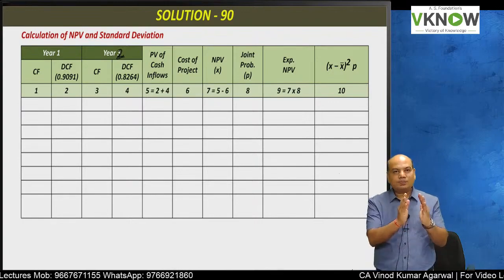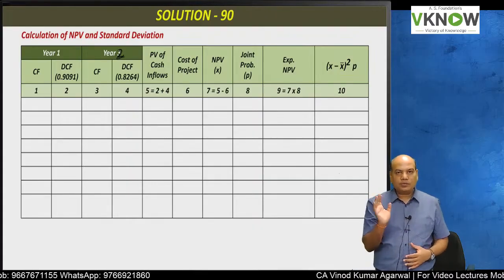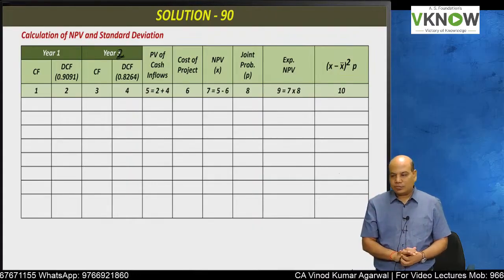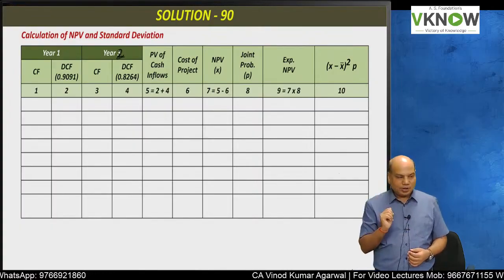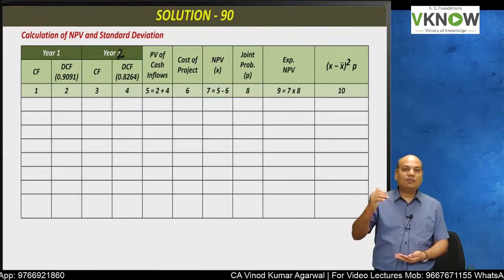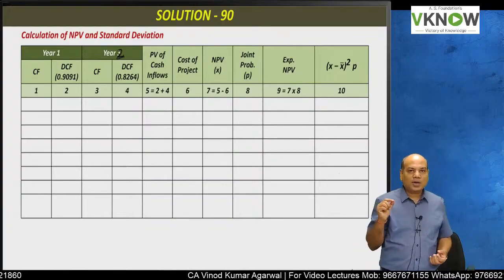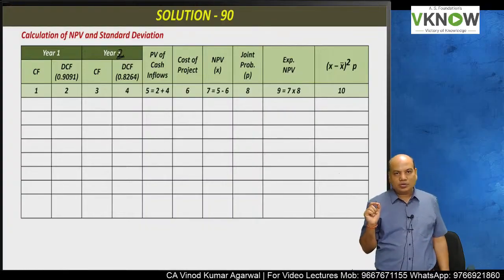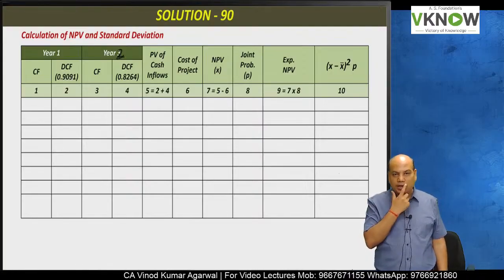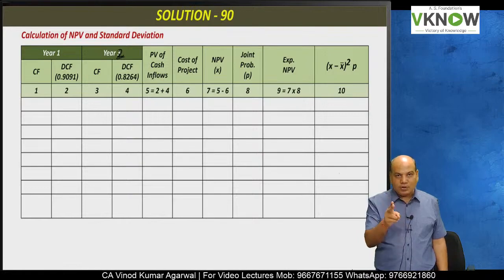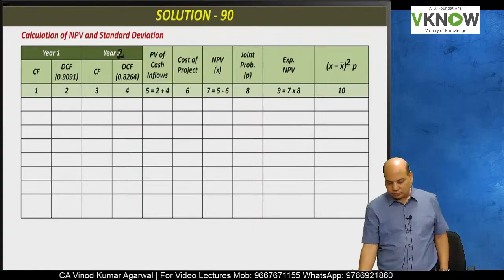I will add the PV of cash flow of year 1 and year 2. I will get the PV of total cash inflows. Then I will deduct the cost of the project and I will get NPV. But there will be 6 different NPVs because there are 6 combinations, 6 paths possible. Each NPV will have a joint probability. Multiply NPV into joint probability, you will get expected NPV.